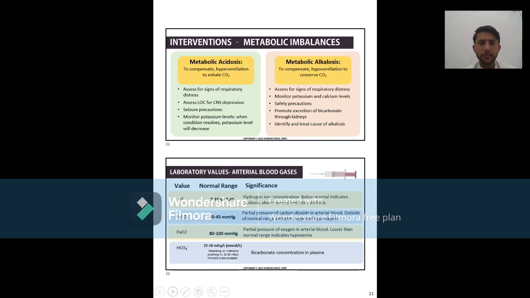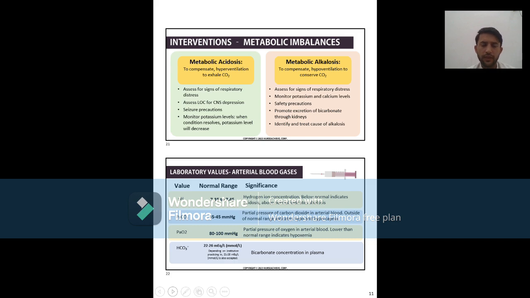These are some of the normal parameters which every healthcare provider, specifically nurses, should know. The normal pH level is in the range of 7.35 to 7.45. A pH below the normal level is acidotic, and above 7.45 is alkalotic. These are the two important parameters, PaCO2 and bicarbonate level, which play an important role in maintaining the pH level.